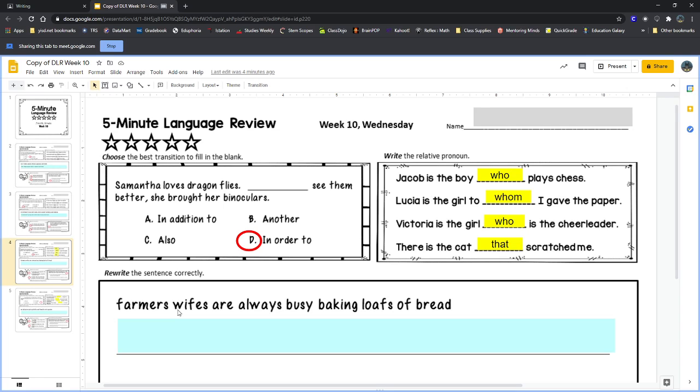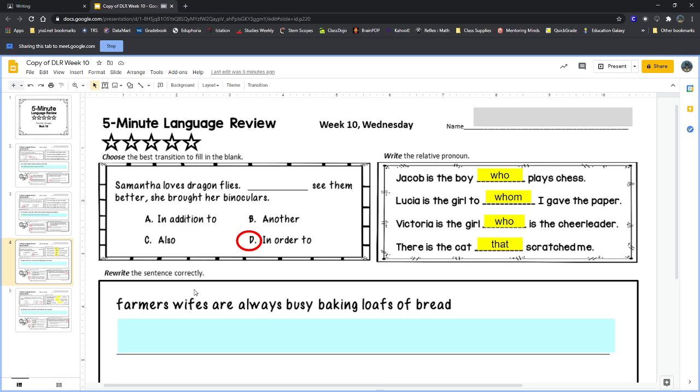Noah? Farmers. Now in this case, the apostrophe doesn't go between the R and the S. The apostrophe goes after the S, because it's a group of farmers. Multiple farmers, their wives are the ones baking the bread. If I put it in front of the S, that means that only one farmer has 15 wives and they're all making bread. And I don't think they'd all have to make bread. That'd be a lot of bread for just one family of people.